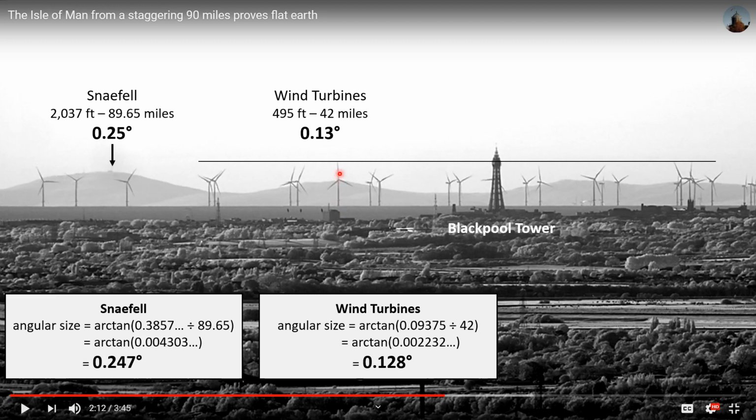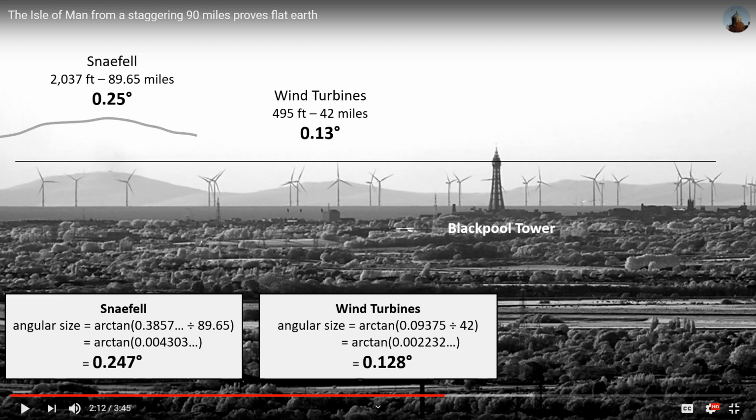here we have a turbine with the blade straight up, and here we have another turbine with the blade almost straight up. Now you can see that the flat earth is already in trouble because Snaefell here is actually less in angular size than the wind turbines, but it should be somewhere up here at almost twice the height in angular size. But let's take a look at Blackpool Tower over here so we have one more angular size measurement.